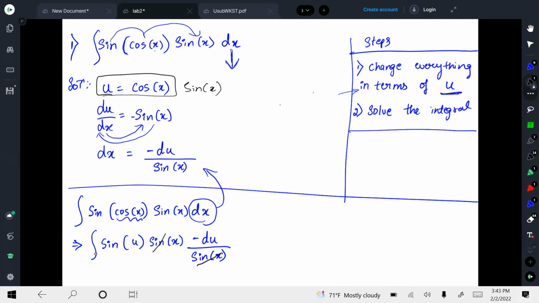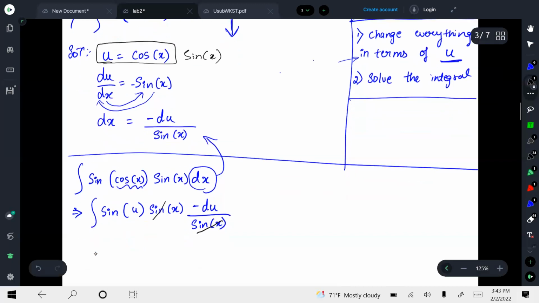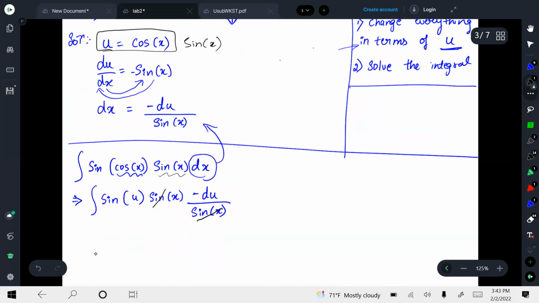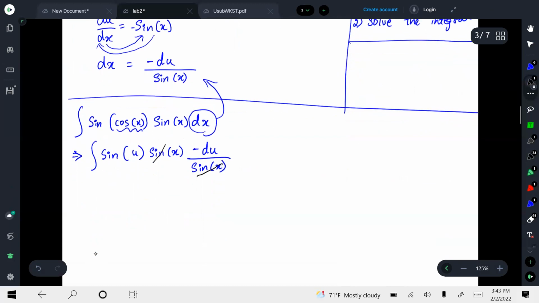Because if you take u as sine of x, then this becomes sine of cos of x in terms of u, and you might find it difficult to solve the integral. So remember, you have to choose u carefully in such a way that the other term cancels out. Now let us get back to the problem. Now we know that this cancels out, then what is left? The left out term is sine of u. We have negative, do not forget that, and then du. Agree?